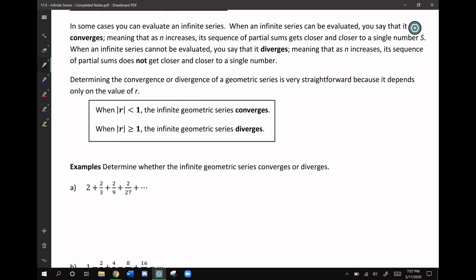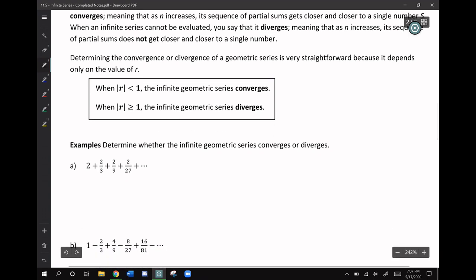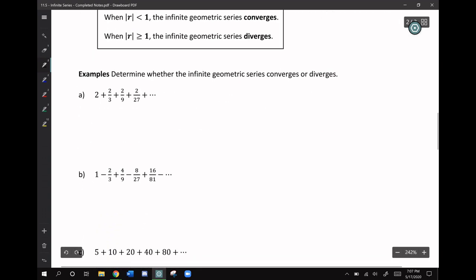Geometric series can converge. And here's a couple examples. Figure out your r value. For this first one, r is 1/3. That's less than 1, so it converges.